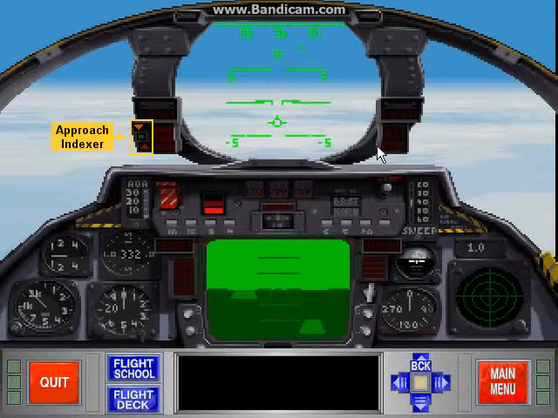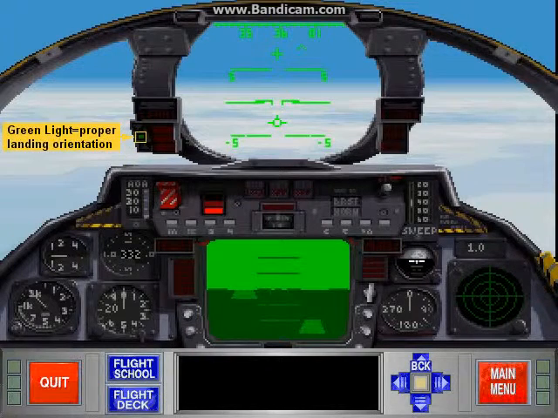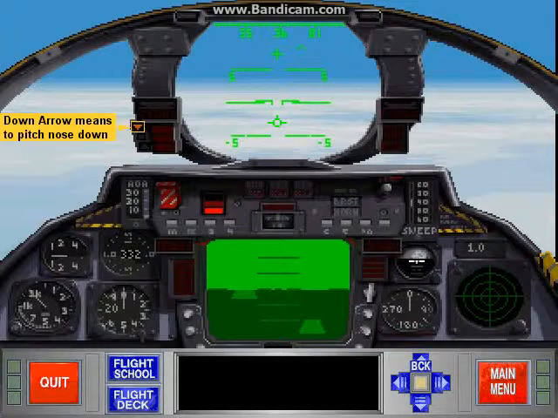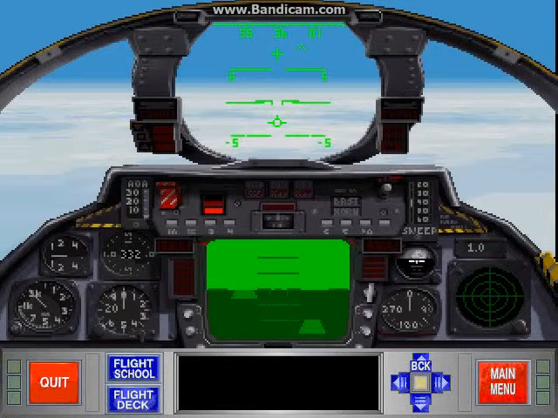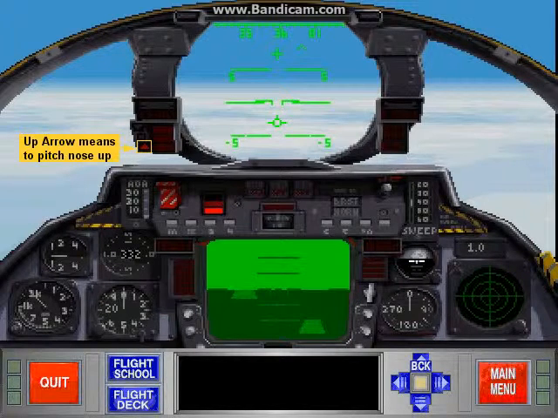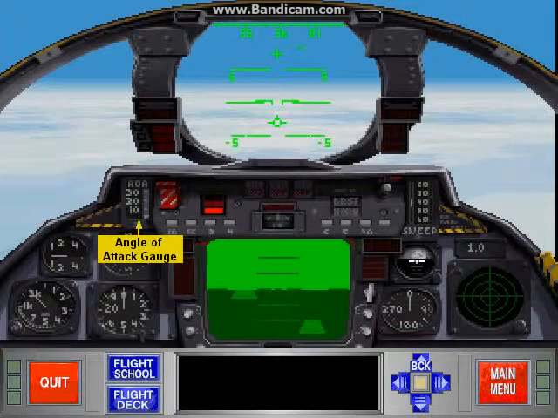The approach indexer functions when your gear is down and helps to adjust your angle of attack during landing approaches. A green light means that you are oriented properly for landing. A down arrow indicates that you should adjust your angle of attack by pitching your nose down, while an up arrow tells you to pull your nose up. For more information on angle of attack, click on the Angle of Attack gauge.